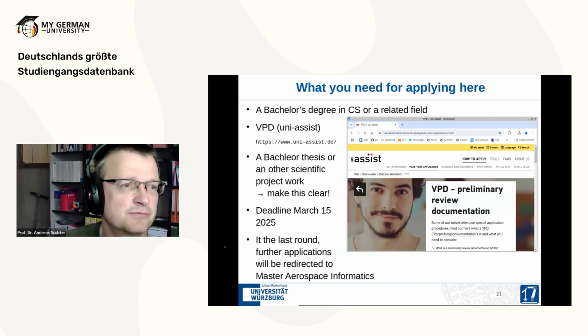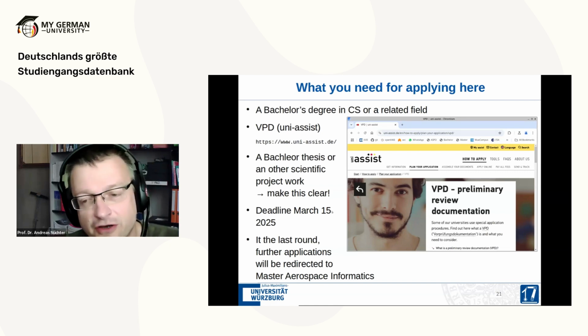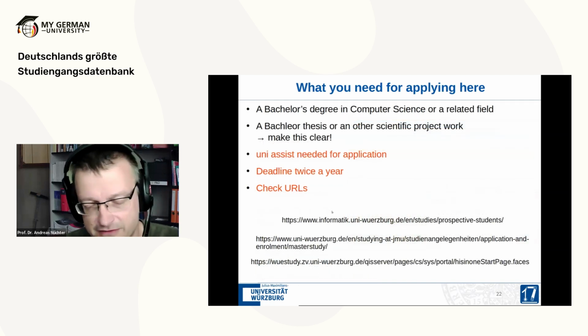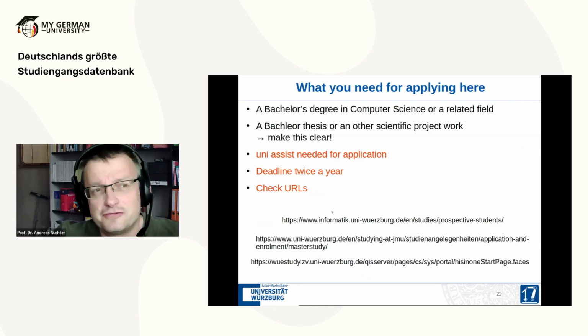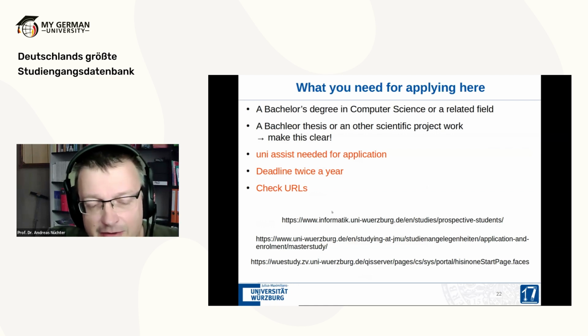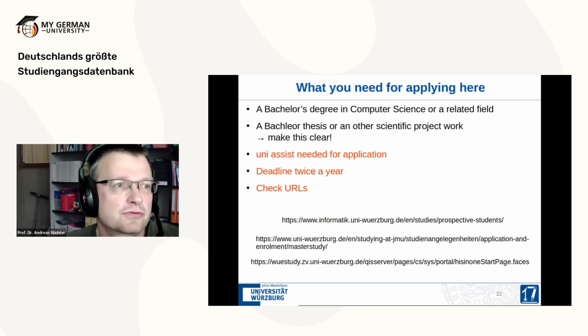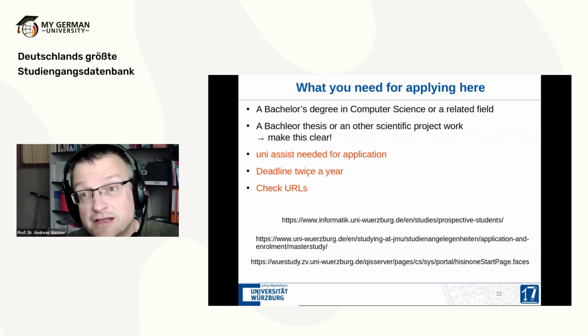The applications, March 15 is obviously now gone, but there will be a second round. So there will be actually 2 rounds per year. And this will be treated continuously. Often also the visa don't arrive in time. And of course, once you have been accepted for Würzburg, your entrance will be deferred to the next semester. Yeah. So what you need, bachelor degree in computer science or related field, Uni Assist, deadlines are twice a year.